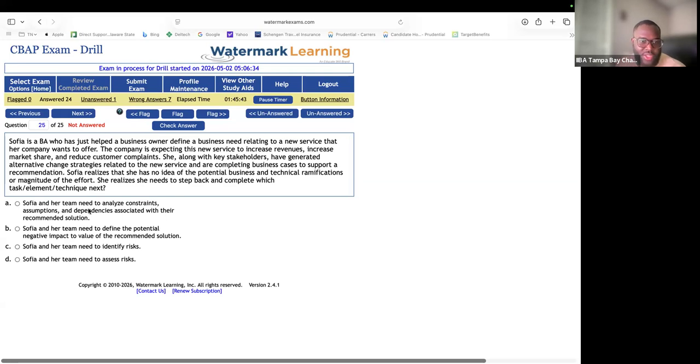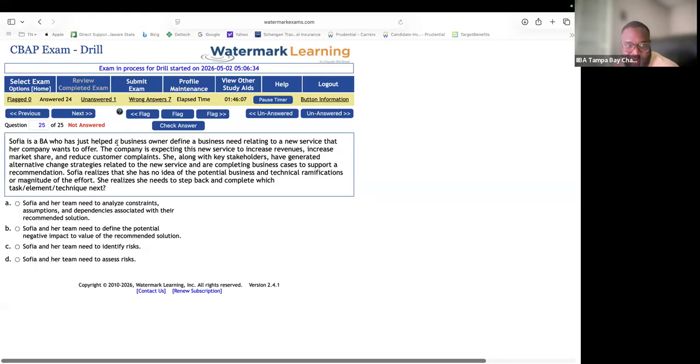A: Sophia and her team need to analyze constraints, assumptions, and dependencies associated with their recommended solution. B: Sophia and her team need to define the potential negative impact to value of the recommended solution. C: Sophia and her team need to identify risk. D: Sophia and her team need to assess risk.